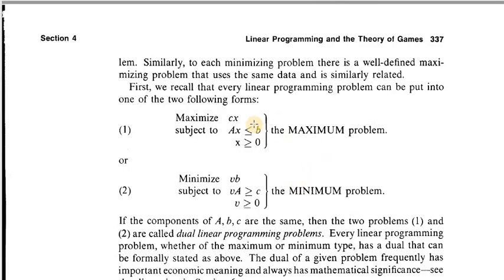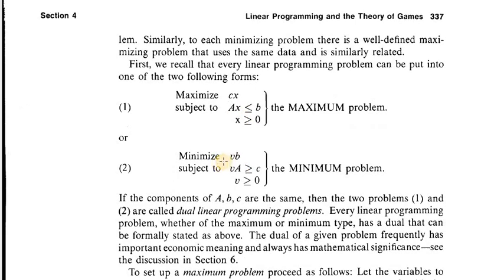Okay, so here's a pair of problems that are paired together. Your maximum problem, minimum problem. Here we're maximizing Cx. Remember, these are vectors. C is a row vector, X is a column vector, subject to Ax less than or equal to B. X is on the right-hand side. A is the matrix. The inequality is a less than or equal to, and all of the x's are non-negative. And you have a minimizing problem where you're minimizing VB.